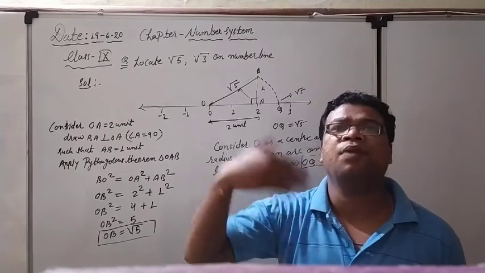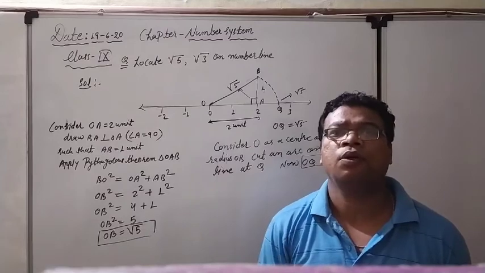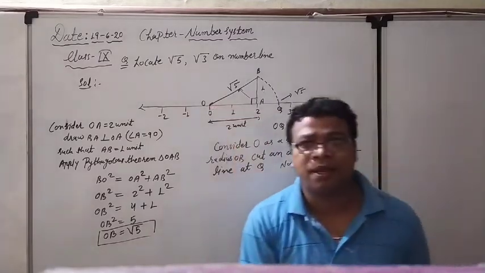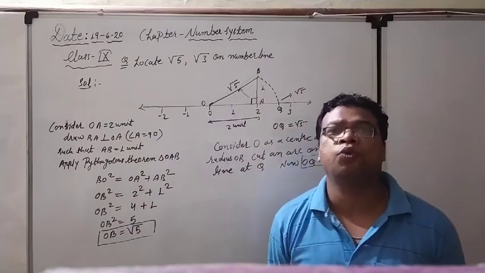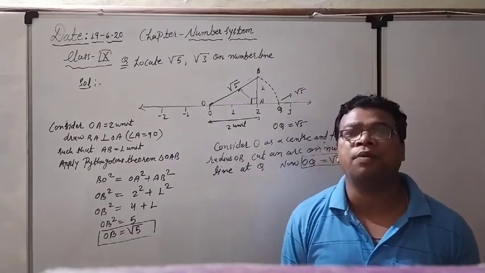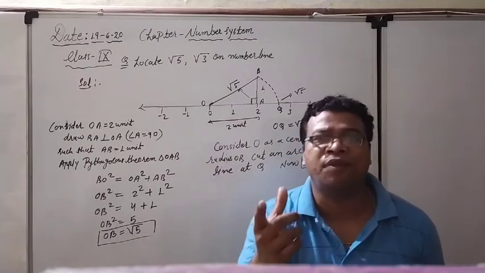5 is coming up after the perfect square 4. So what is the square root of 4? 2. First we have to consider the 2 unit as a base, and after that one perpendicular we have to choose, that is equal to 1 unit, and after that we apply the Pythagoras theorem. So under root 2 square plus 1 square, definitely it is equal to root 5 unit.